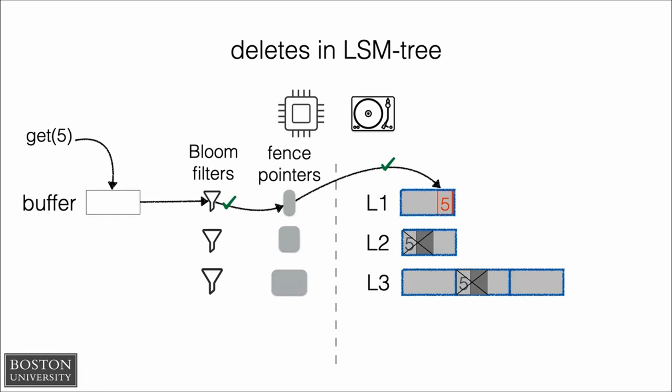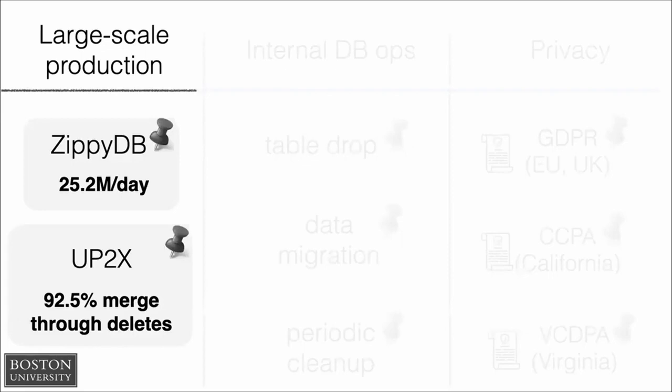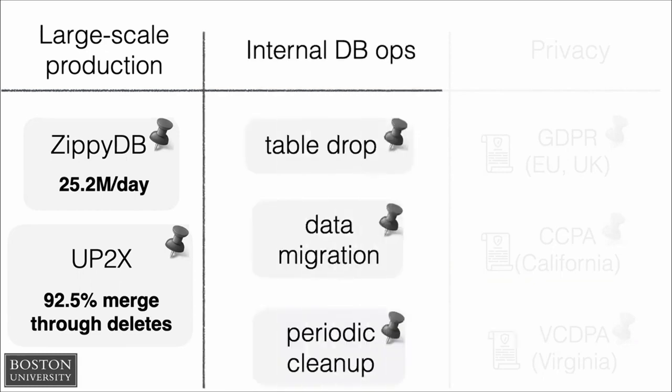Now, are deletes frequent? Are deletes a problem? In fact, yes. This is from production. There are millions of deletes per day in large-scale production systems. ZPDB is an internal system at Facebook, and UP2X is also doing this, with 92% of the merges happening because of deletes. But it's not only because of the workloads, it also comes from internal operations. Every time we are using an LSM-tree as our storage engine, and the application does something like a table drop or data migration or even periodic cleanup, this translates into deletions, either point deletes that we saw here or range deletes that are slightly more complex.